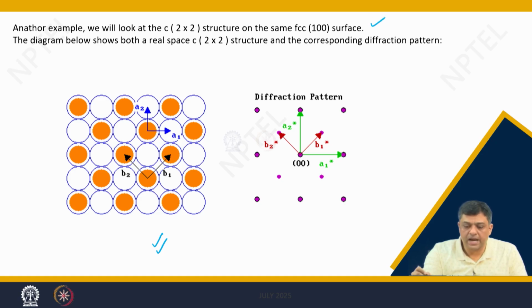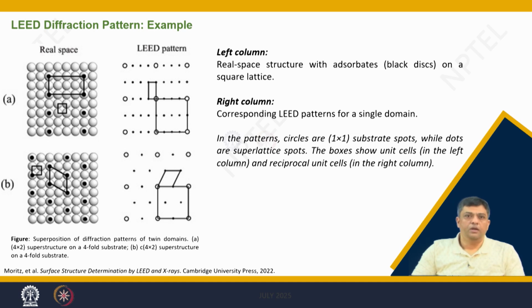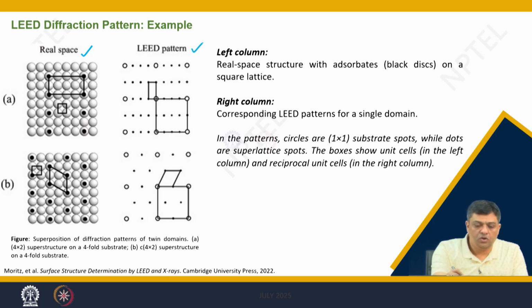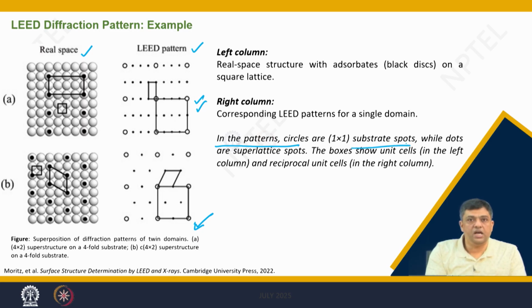You can have a reciprocal lattice or you can take a real space data. Now, if you take the real space data or you take the LEED pattern, then you have the corresponding data looking as the one which is drawn on the right hand side. So, in these patterns you can see circles are 1 cross 1 substrate spots, while the dots are superlattice spots.